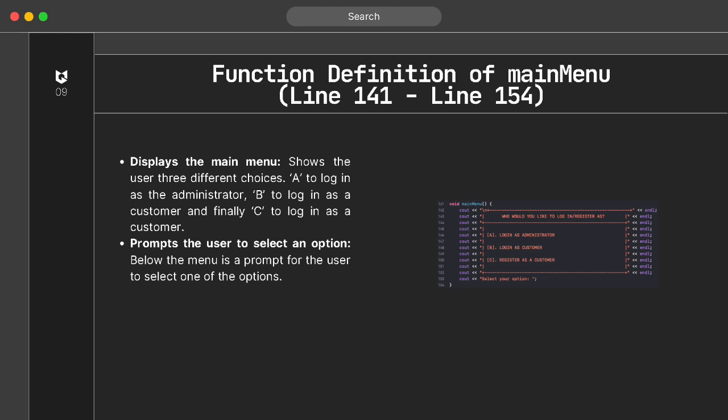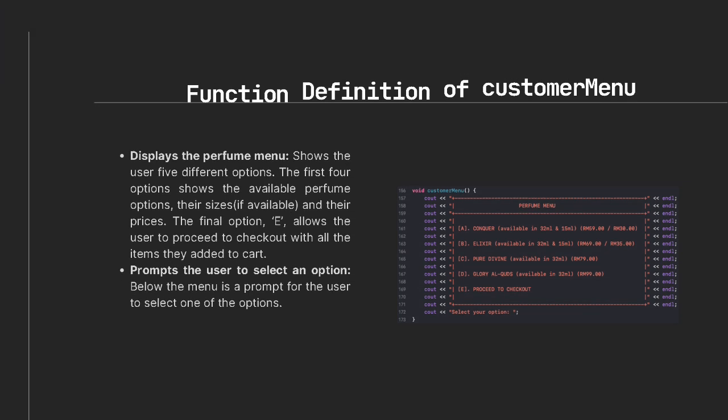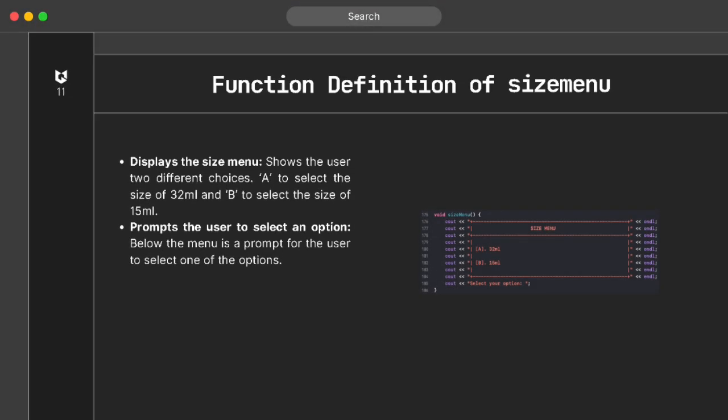Here is the main menu. It only displays three options: login as admin, login as customer, and register as customer. Here is the customer menu. It displays 5 options, with options A, B, C, and D showing the availability, size, and price. Lastly, E is to proceed to checkout. Here is the size menu to choose from 32 ml or 15 ml.